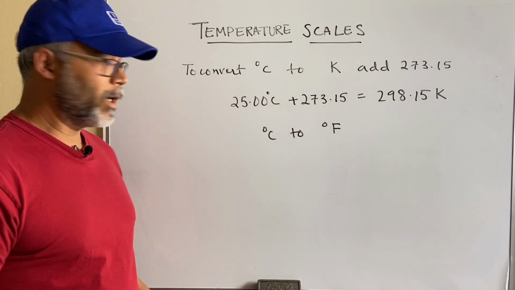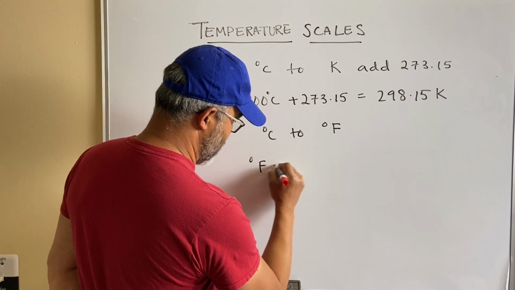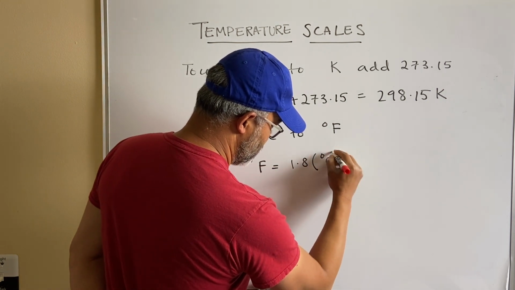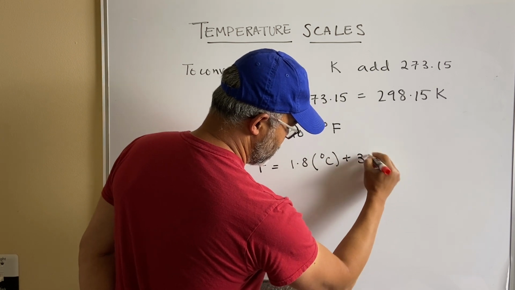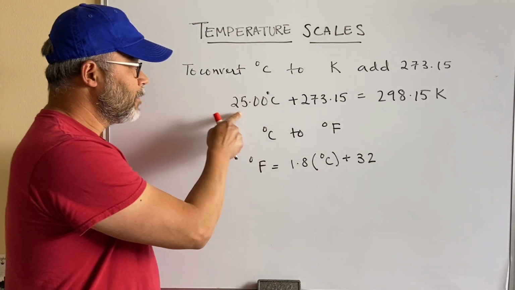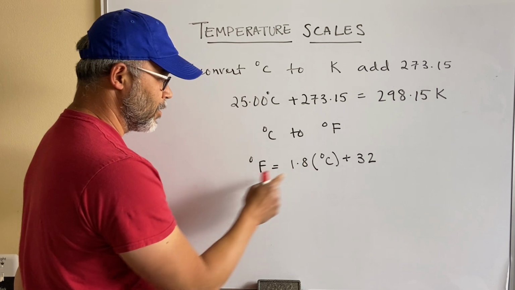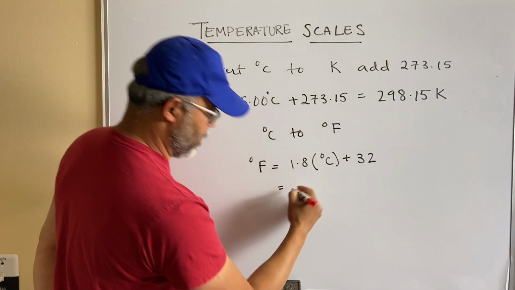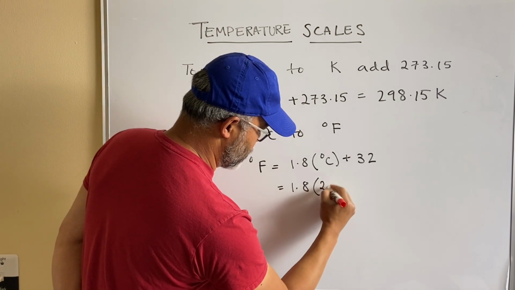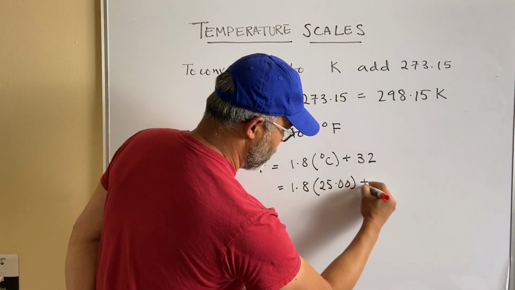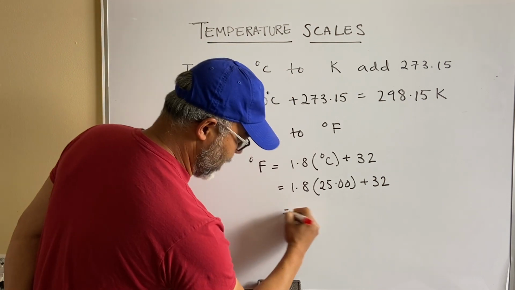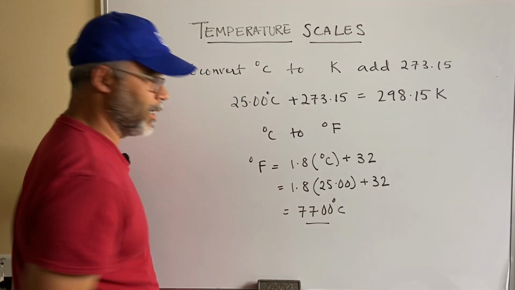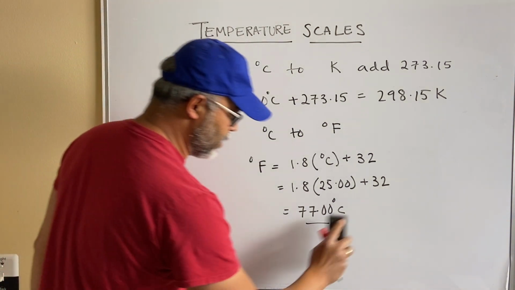Let's take a look at how to convert degrees Celsius to degrees Fahrenheit. So for this, we'll use the formula. Degrees Fahrenheit is equal to 1.8 times degrees Celsius plus 32. So if you wanted to convert the same degrees Celsius to Fahrenheit, we'll just put that number in here. So that's 1.8 times 25.00 plus 32, and that gives us 77.00 degrees Fahrenheit.